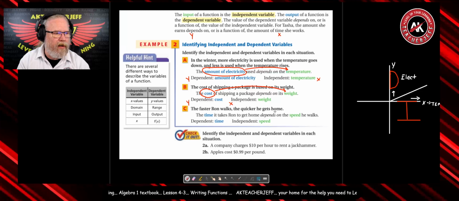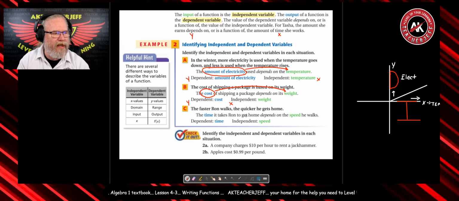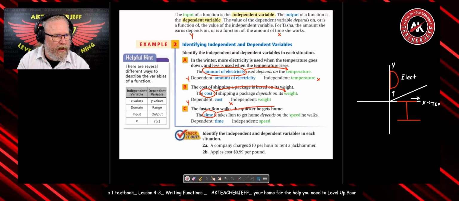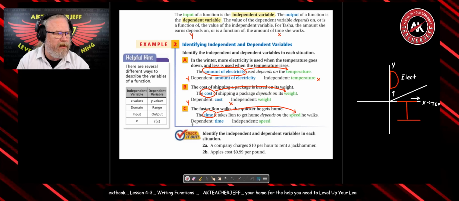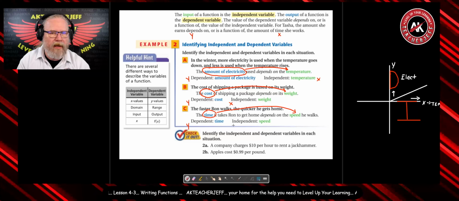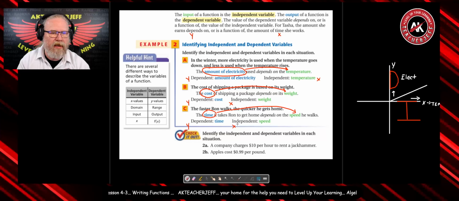The faster Ron walks, the quicker he gets home. The time it takes Ron to get home depends on the speed that he walks. So the time is dependent on whatever his speed is. So in this case, the dependent variable is my Y values. The independent variable would be my X values.